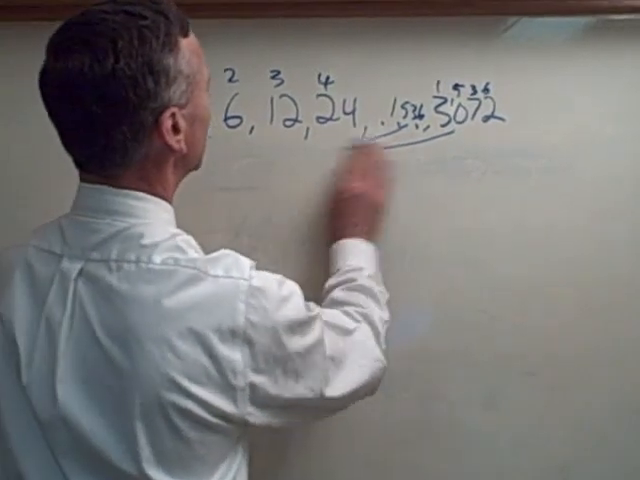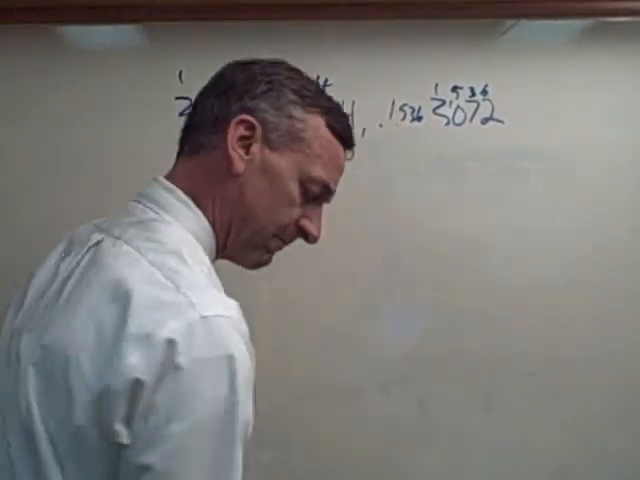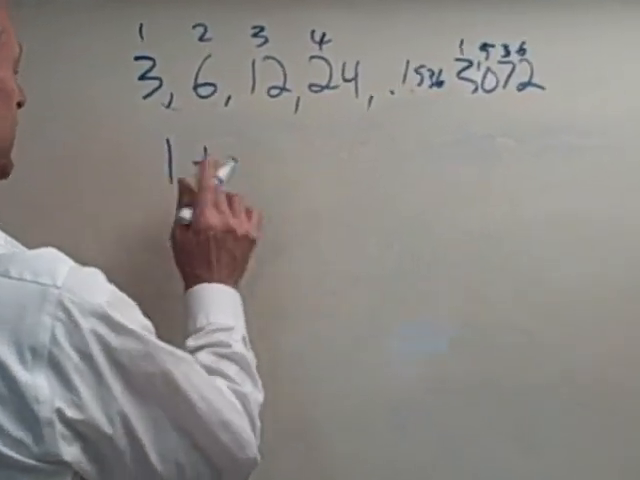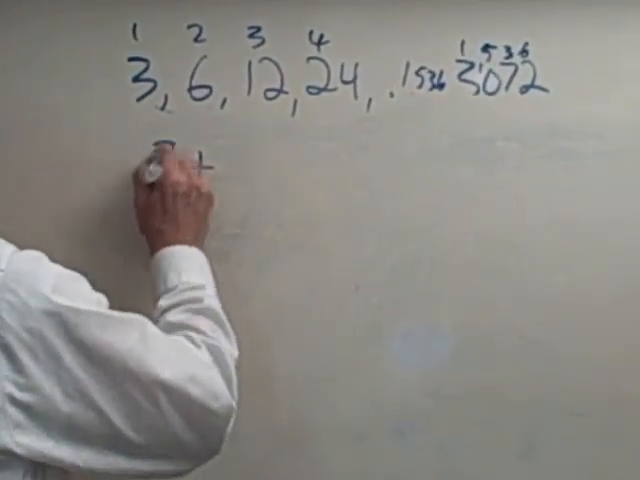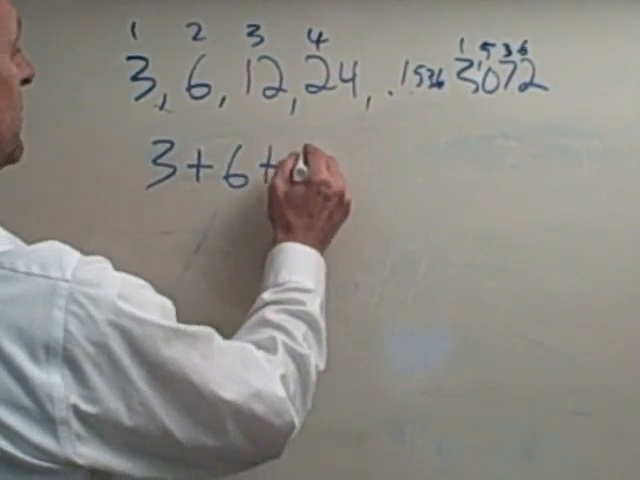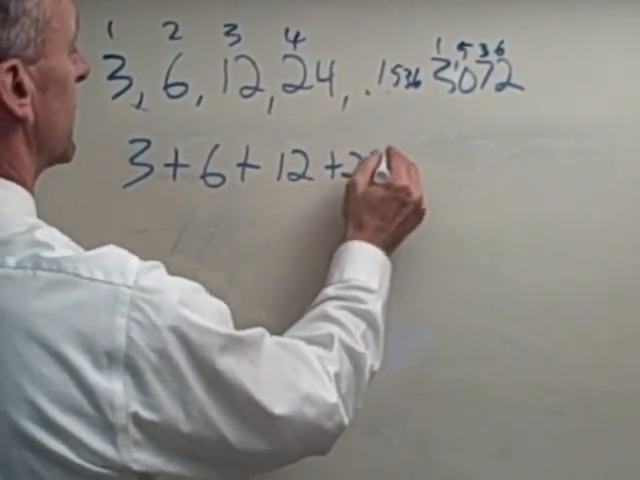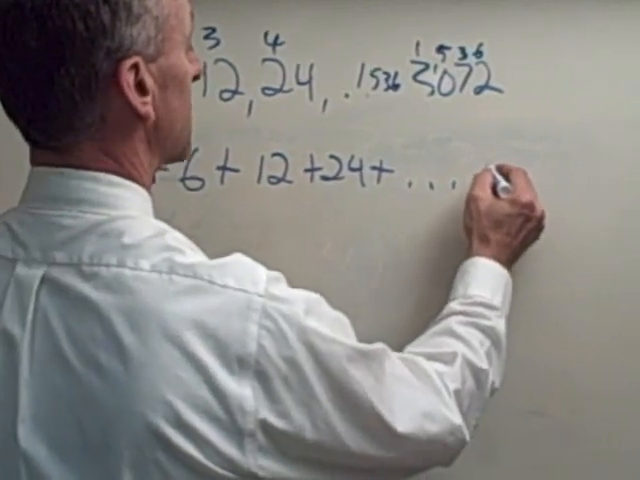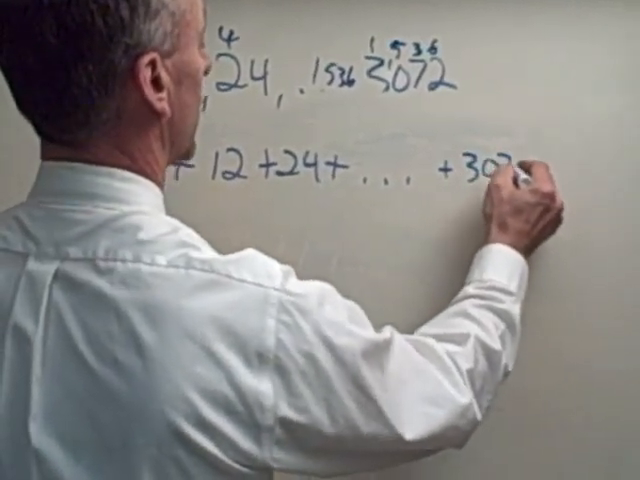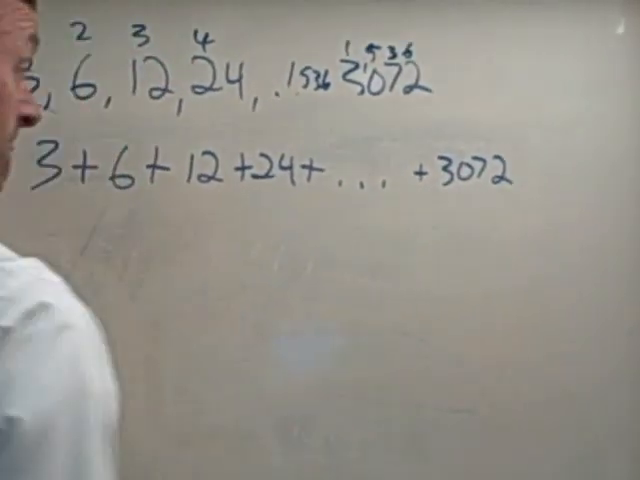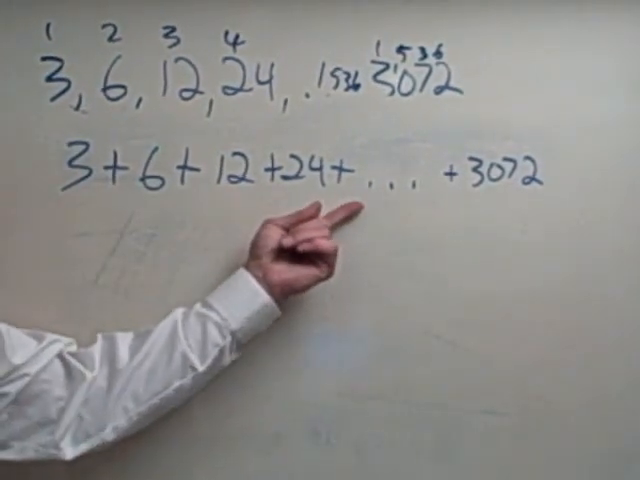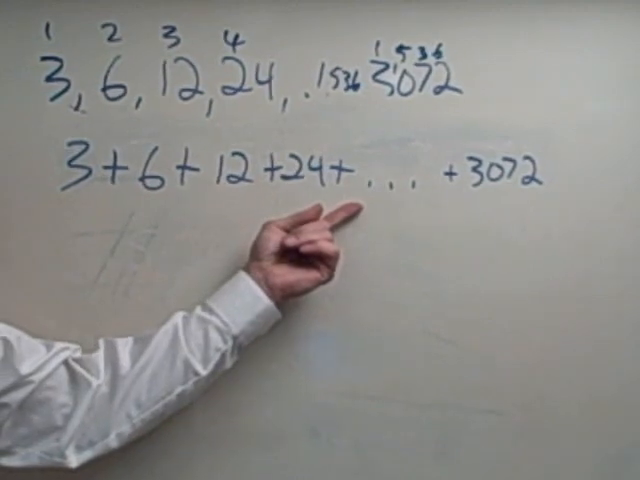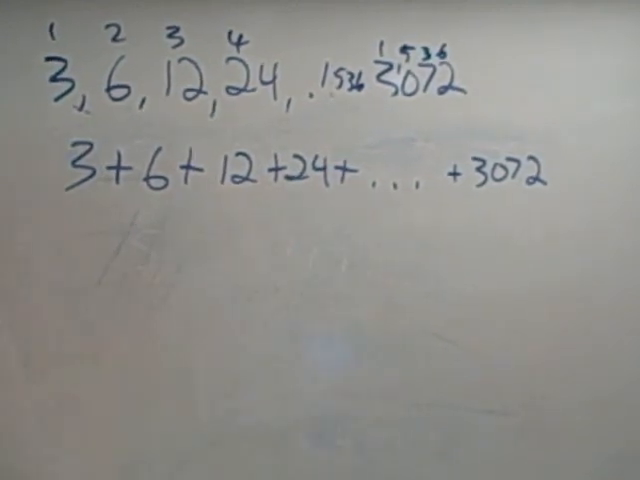We will say 1 plus 3 plus 6 plus 12 plus 24 plus ... plus 3072. That will represent the sum of this sequence or the series, this geometric series.